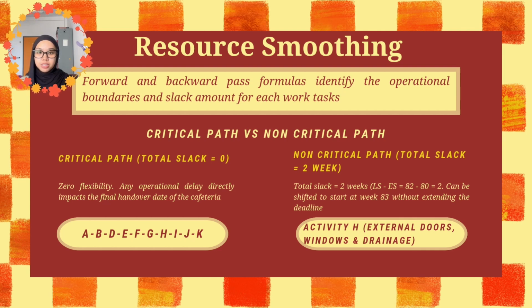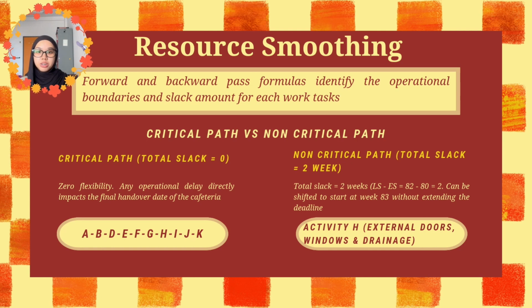First, the critical paths, spanning activities A through K. This part has a total slack of 0, meaning there is absolutely no room for flexibility. Any delay here will directly push back the final handover date of our cafeteria.